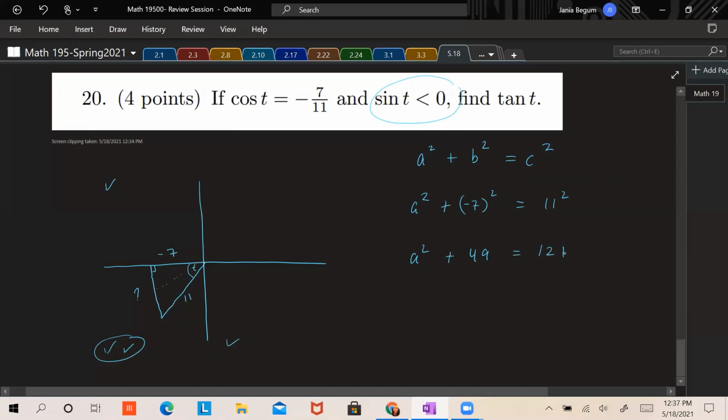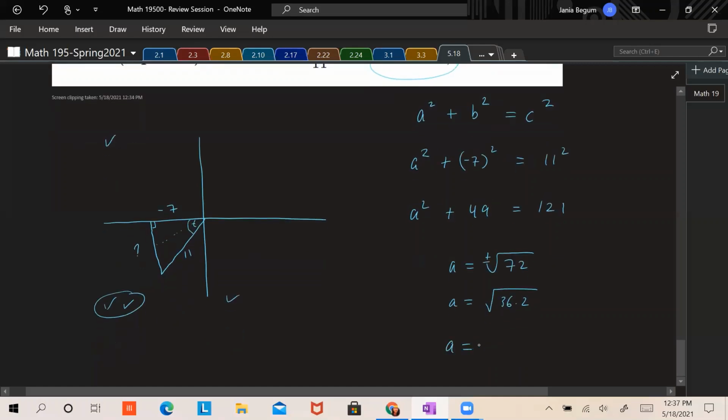And then, so what is the value for a, guys? Square root of 72. So plus and minus. And we can simplify this, right? 72 has a perfect square, so it will be 36 times 2. So that means a is really 6 square root of 2.